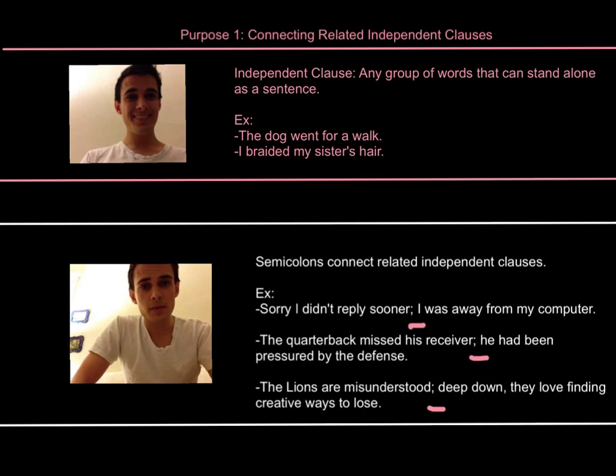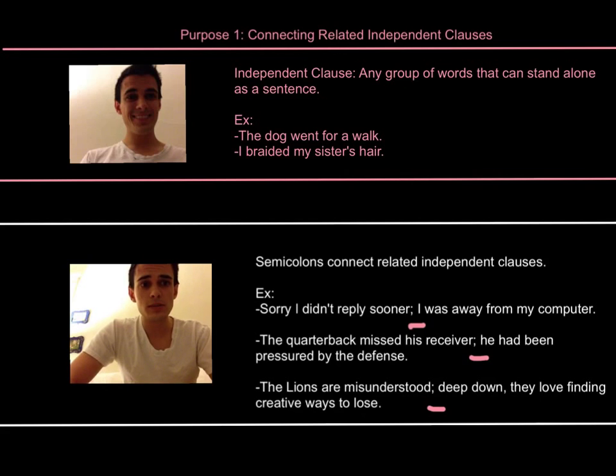I said that semicolons are used to connect independent clauses that are somehow related. These examples do a decent job of showing that relationship. The first example says, "Sorry I didn't reply sooner; I was away from my computer." The semicolon shows that there's some sort of relationship between these two. In this instance, one causes the other. The reason I didn't reply sooner was because I was away from my computer. If we'd put a period in that instance, it would seem far choppier. So the semicolon here is an elegant way to connect these two independent clauses.